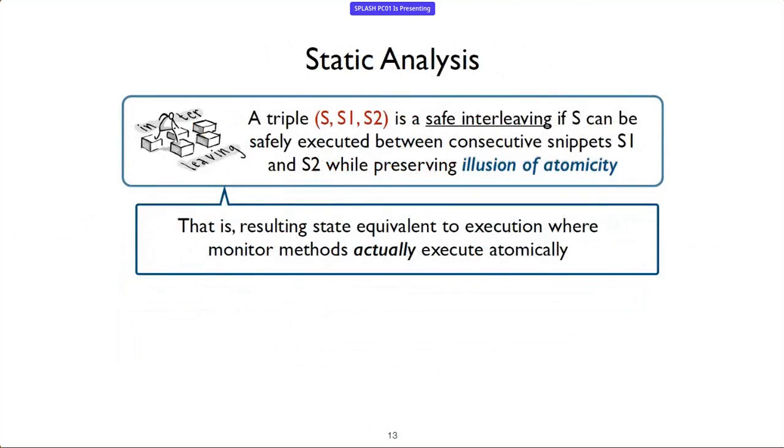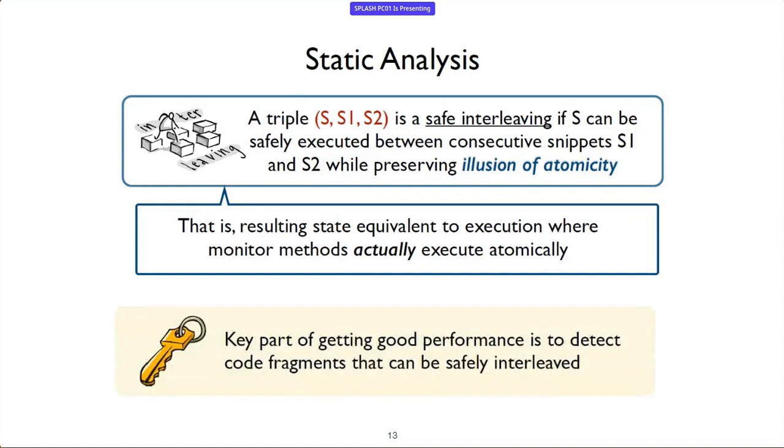So first, what do I even mean by a safe interleaving? So we say that a code snippet S can be safely interleaved in between two consecutive code fragments, S1 and S2, if executing S in between S1 and S2 results in a program state that is equivalent to one where you execute S1 and S2 actually consecutively. So in other words, you can think of it as if an interleaving is safe, the resulting state is going to be equivalent to an execution where monitor methods actually execute atomically.